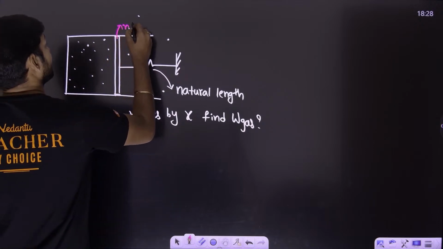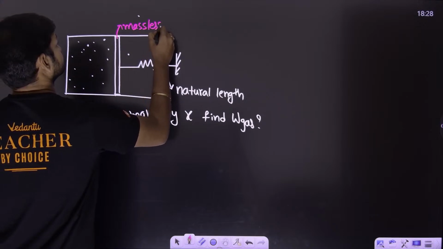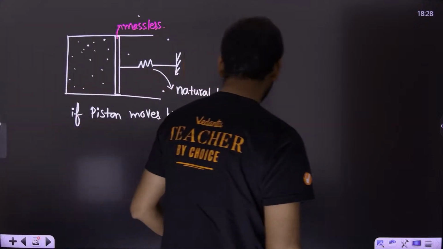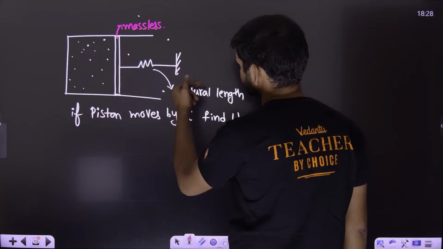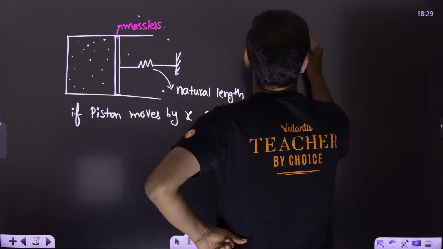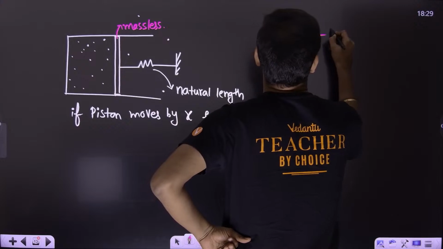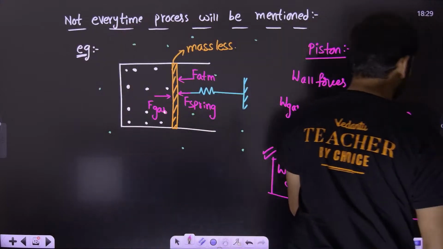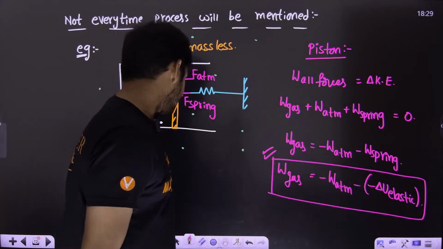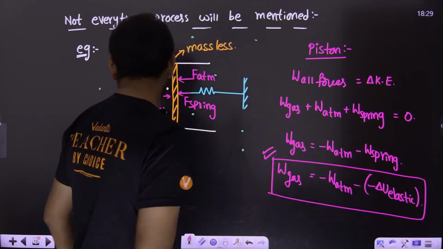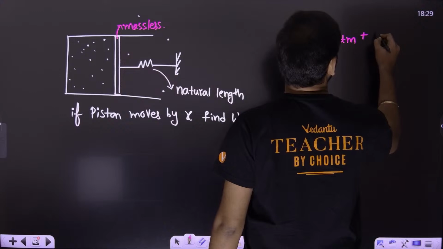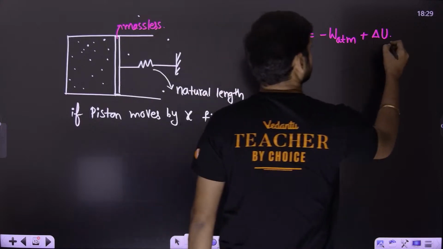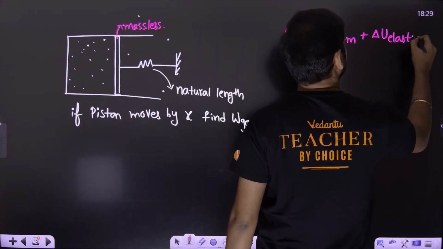Please take this to be massless. Now look, when I am going to talk about this, already in the previous page, I already proved that work by gas is minus of work done by the atmosphere, and minus change in elastic energy, which is going to be plus delta U elastic. Okay, super good.